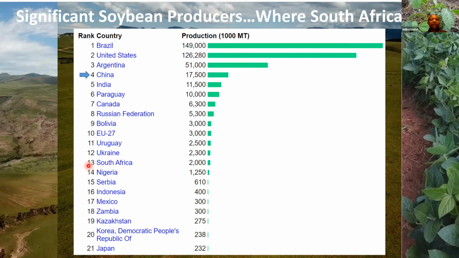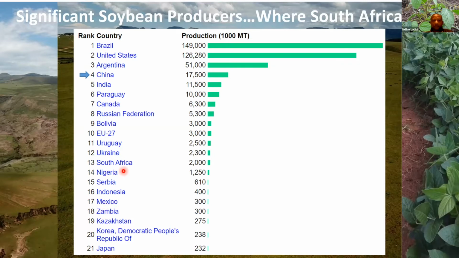And the only other country that comes up within the top 21 producers, I would have said top 20, but I'm referring to top 21 here because Japan is a significant producer, but not so much of a producer, and yet quite a significant consumer of soybean. So South Africa stands at number 13, and the only other African countries that appear here are Nigeria and Zambia.